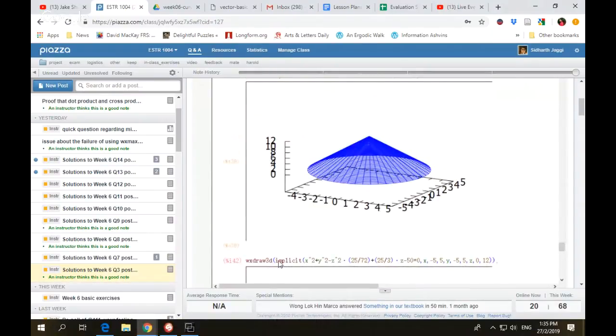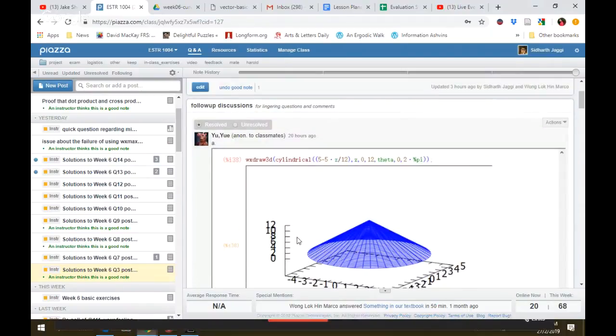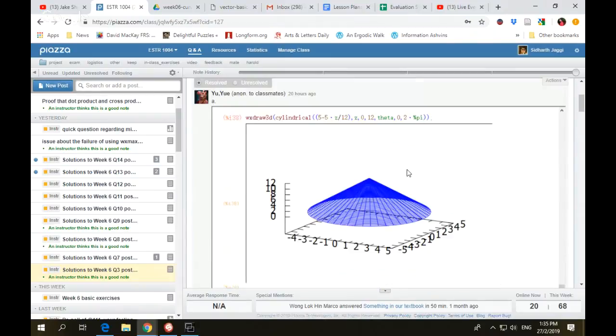Now, if you try drawing it implicitly, okay. By the way, when I ask you to repeat this, just explain a little bit why this is the function and the ranges of z and theta. Actually, let's do a short explanation right now.